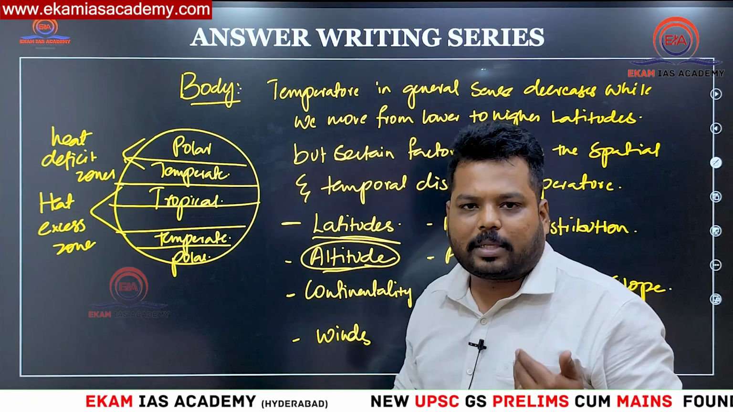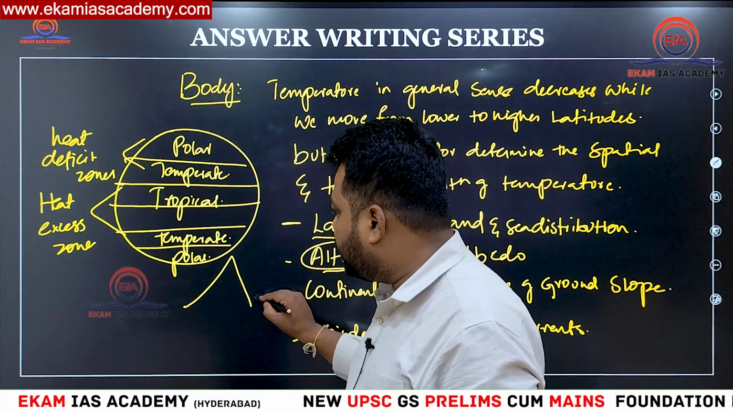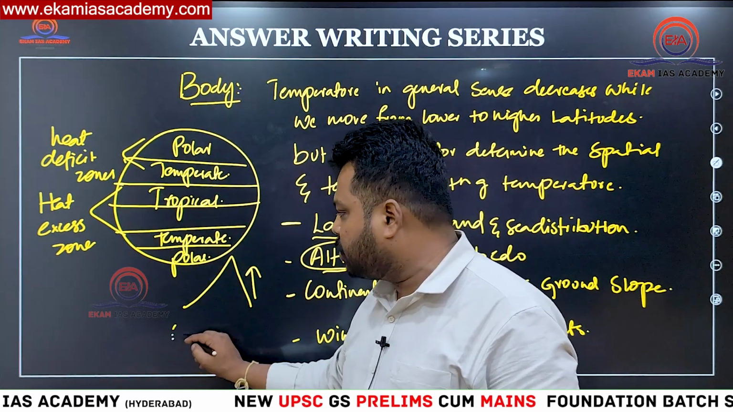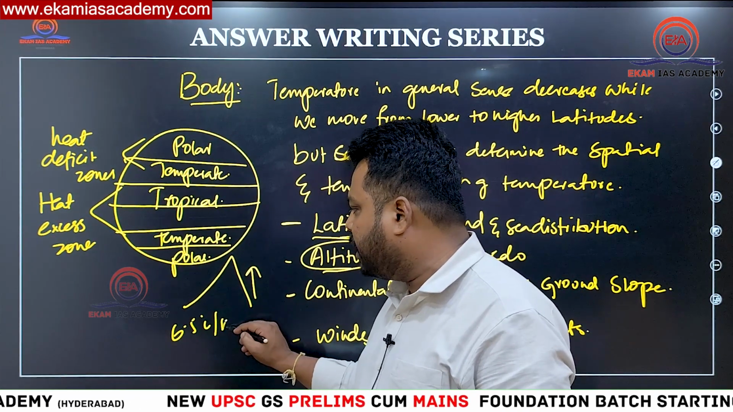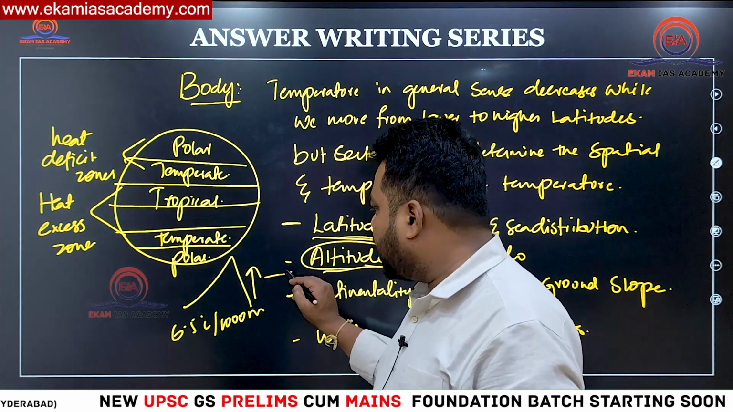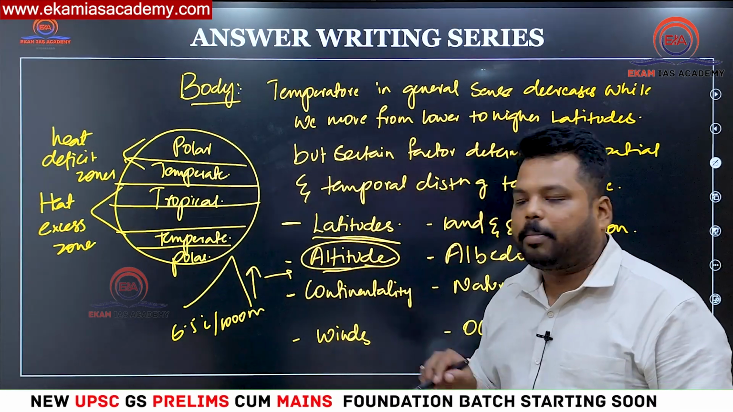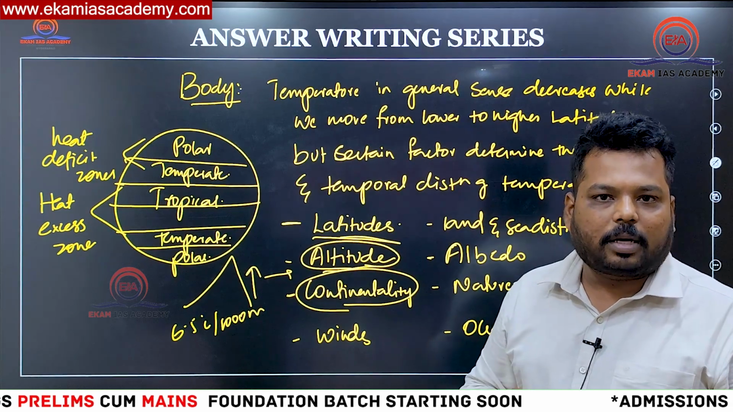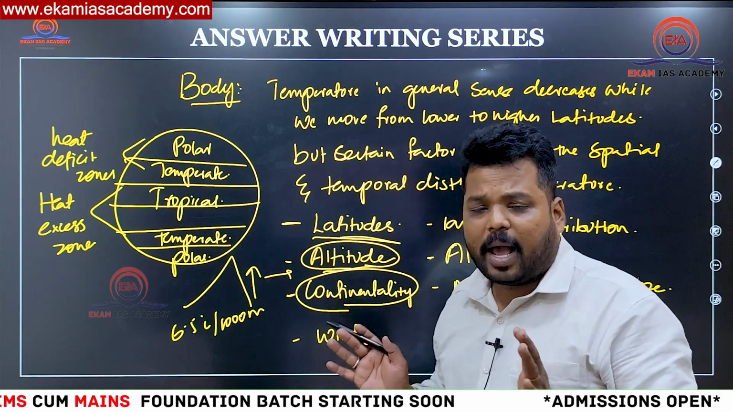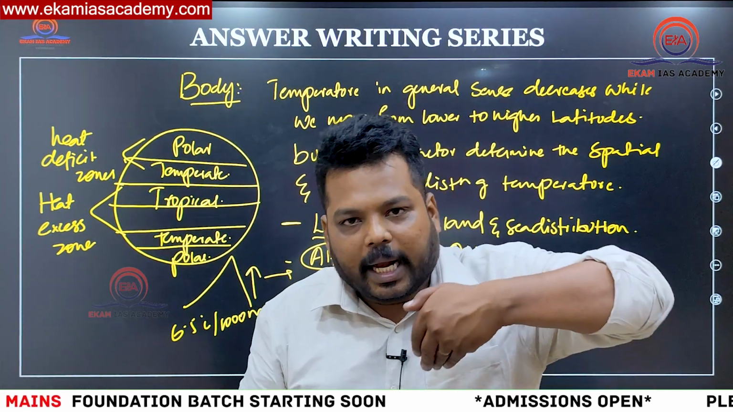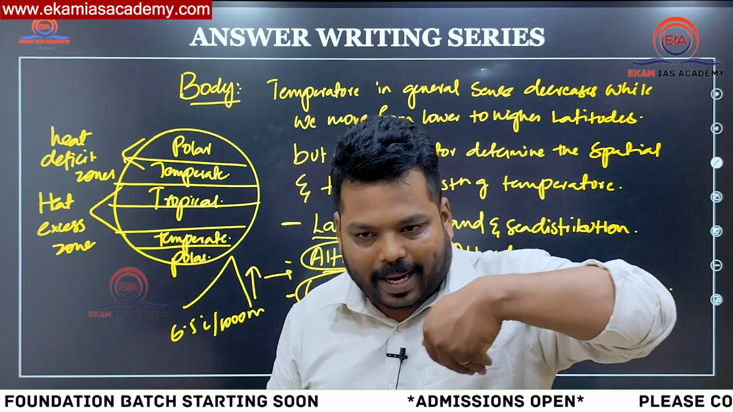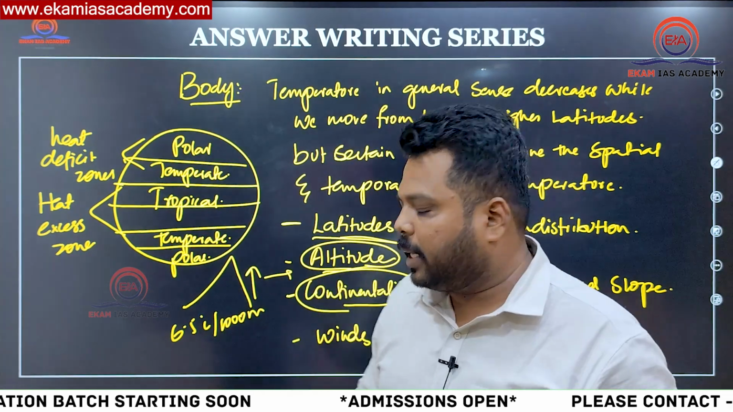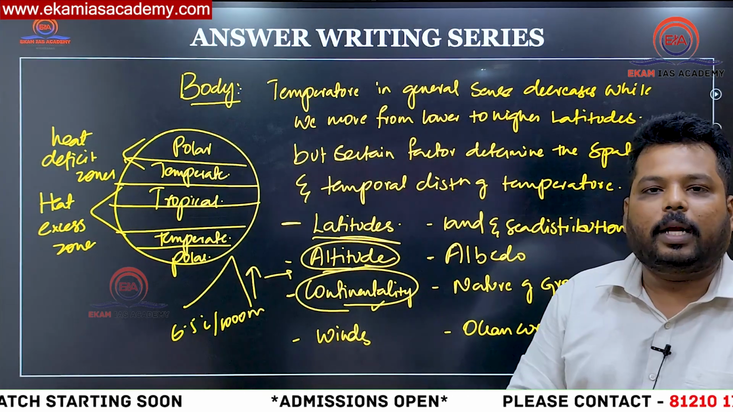So altitude wise, as everyone knows, moving up in altitude, the temperature decreases by 6.5 degree centigrade per 1000 meter. तो ये चाहे तो डायग्रामेटिकल रिप्रेजेंटेशन आप यहाँ पे दे सकते हैं. And continentality as a factor influences the temperature, because as we move away from the sea into the continents, into the inland nature, that particular aspect shall be called as continentality.